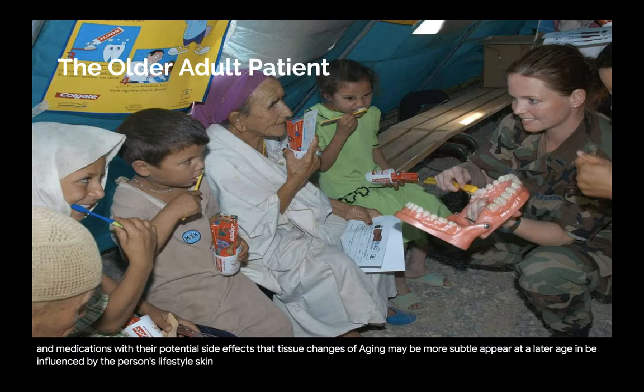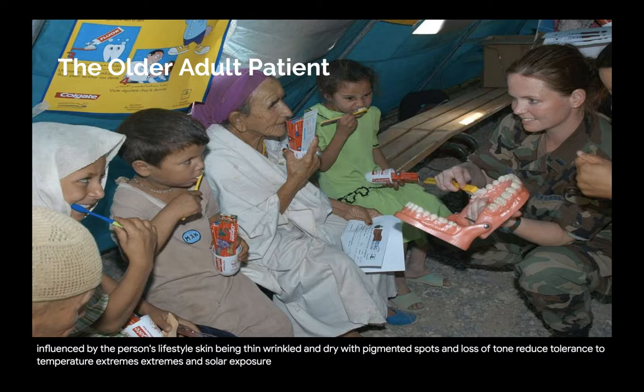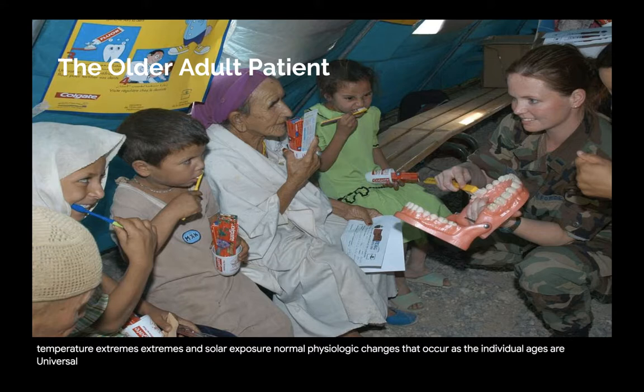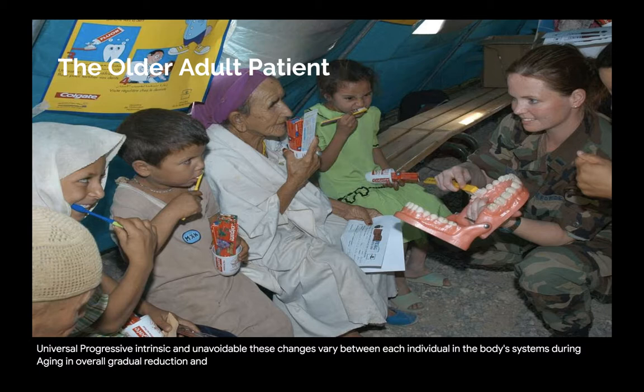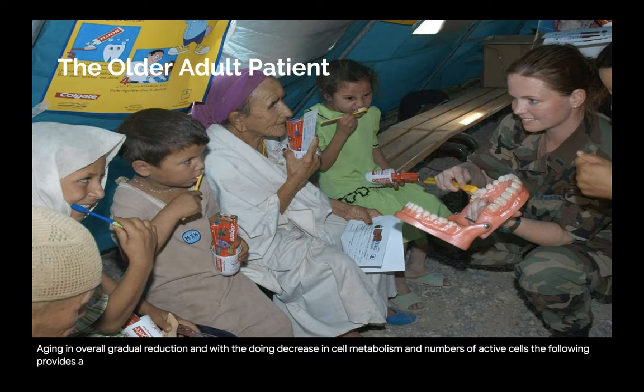Skin. Thin, wrinkled, and dry, with pigmented spots and loss of tone. Reduced tolerance to temperature extremes and solar exposure. Normal physiologic changes that occur as the individual ages are universal, progressive, intrinsic, and unavoidable. These changes vary between each individual and the body's systems. During aging, an overall gradual reduction in functional capacities occurs in most organs, with a decrease in cell metabolism and numbers of active cells. The following provides a summary of physiologic changes that occur due to the normal aging process.